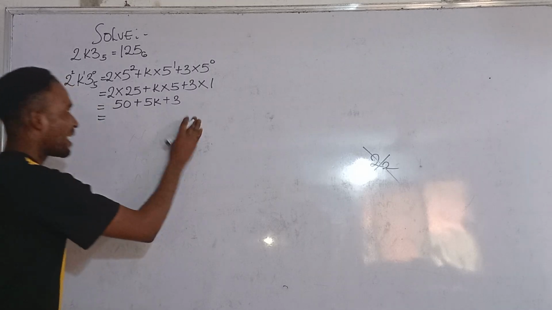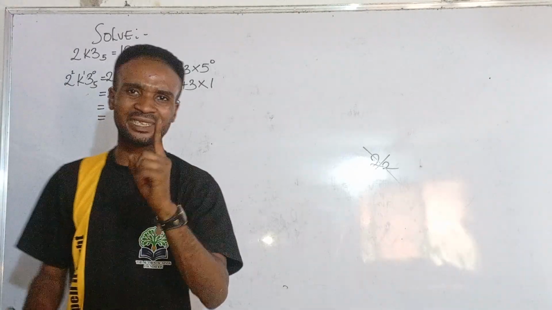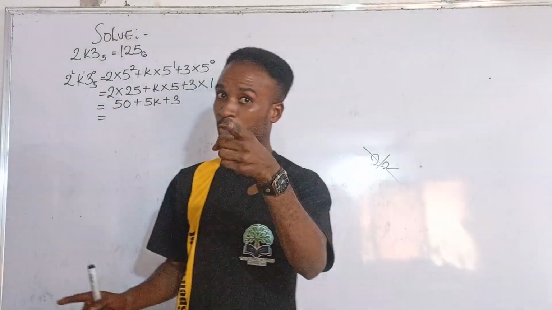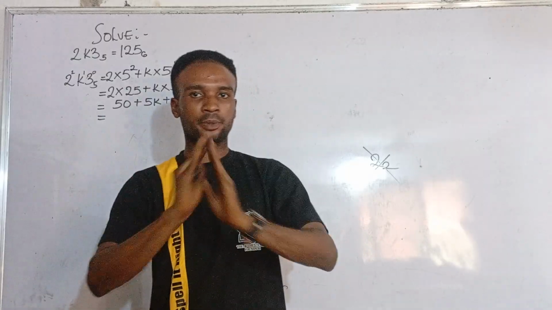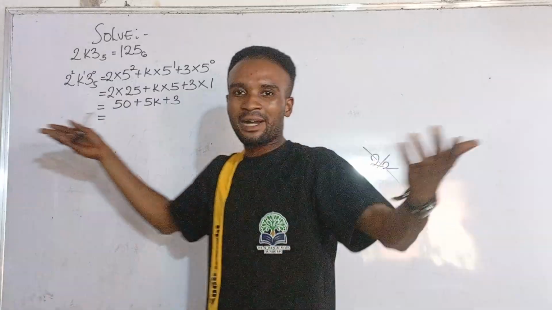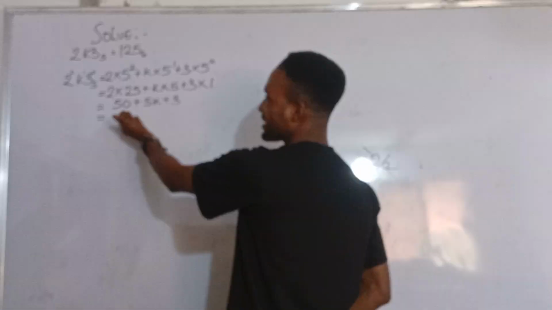I'm going to put this together. Remember, I cannot add 50 plus 5K. Do you know why? Because K is carrying an unknown. I can't add this together, but I can multiply it if I have a multiplication sign there. But there's no multiplication sign there. So I'm not going to add this. Therefore, in algebra, we say we collect like terms, right? Good. I will collect like terms here.